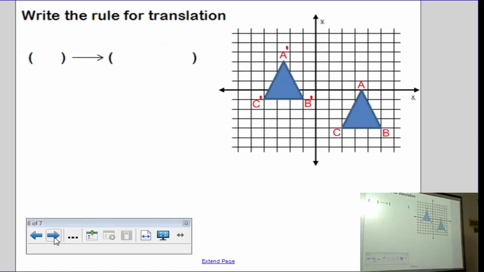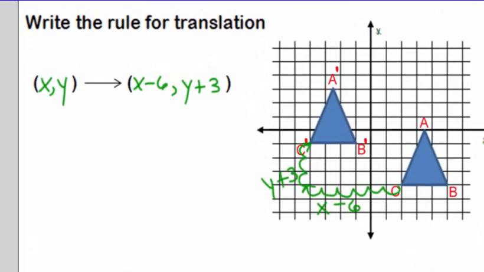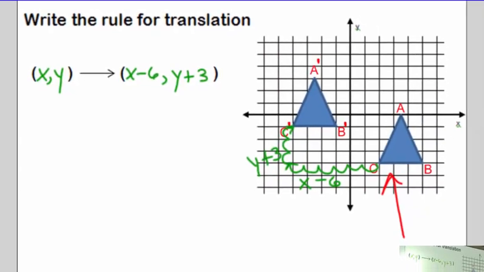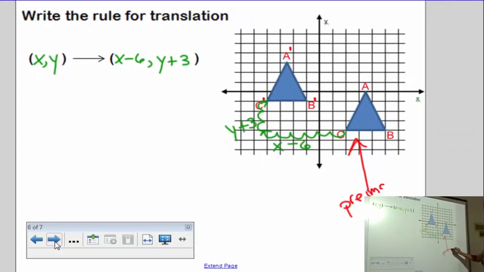Okay, so hopefully you guys counted right. You started at the right image. This should be what you came up with. So again, this ABC is our pre-image. So this is where we need to start.